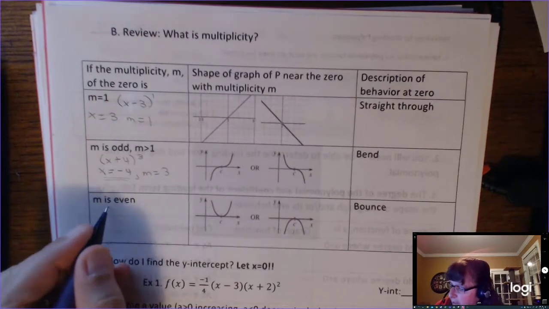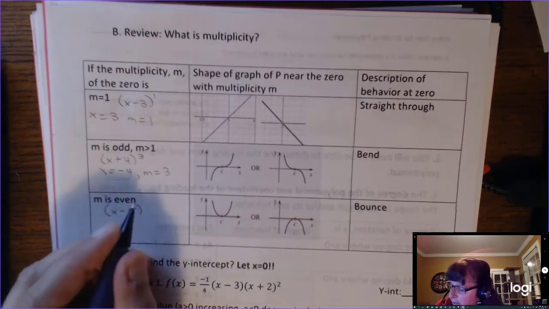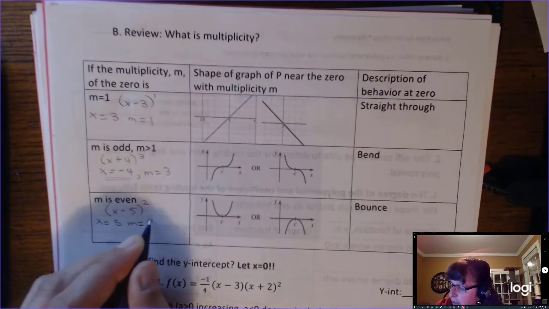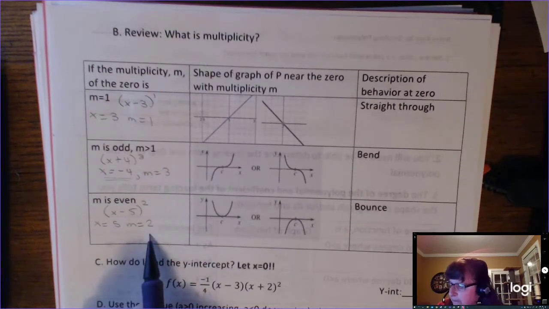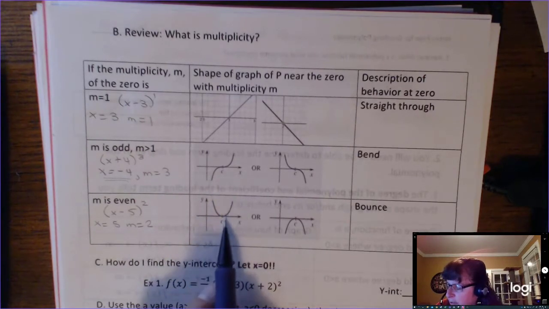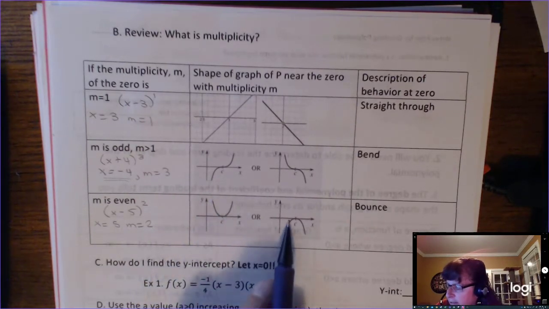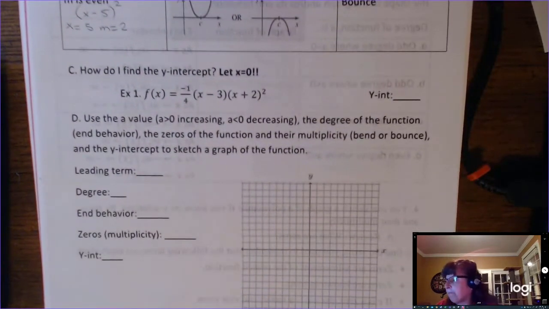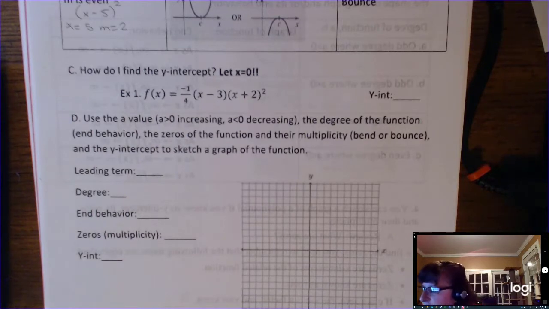And then if m is even, like x minus 5 squared, then the 0 would be 5, but the multiplicity would be 2. And if the multiplicity is even at that 0, it's going to bounce right at that 0 on the x-axis. Okay, so this example here, f of x equals negative 1/4 times x minus 3 times x plus 2 quantity squared.